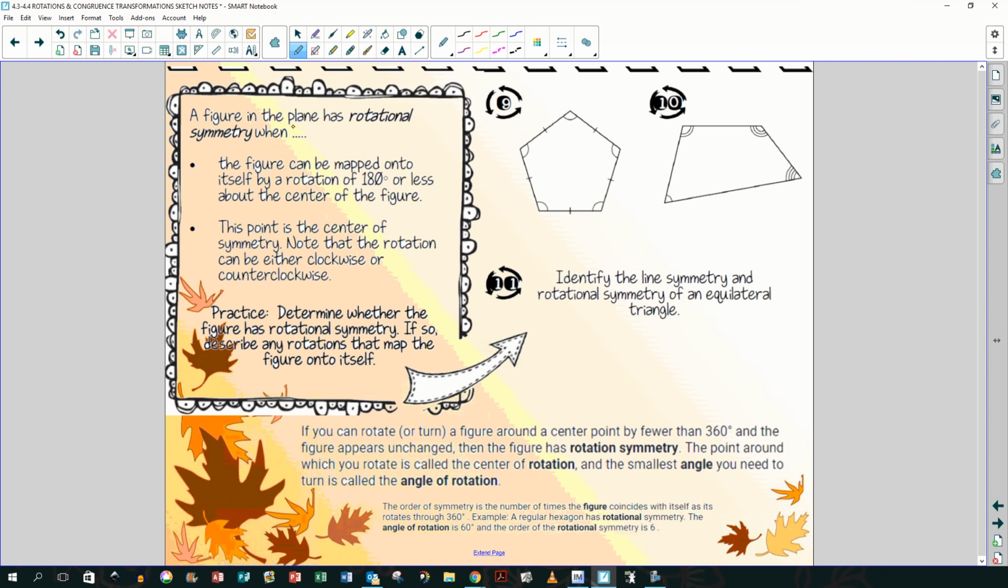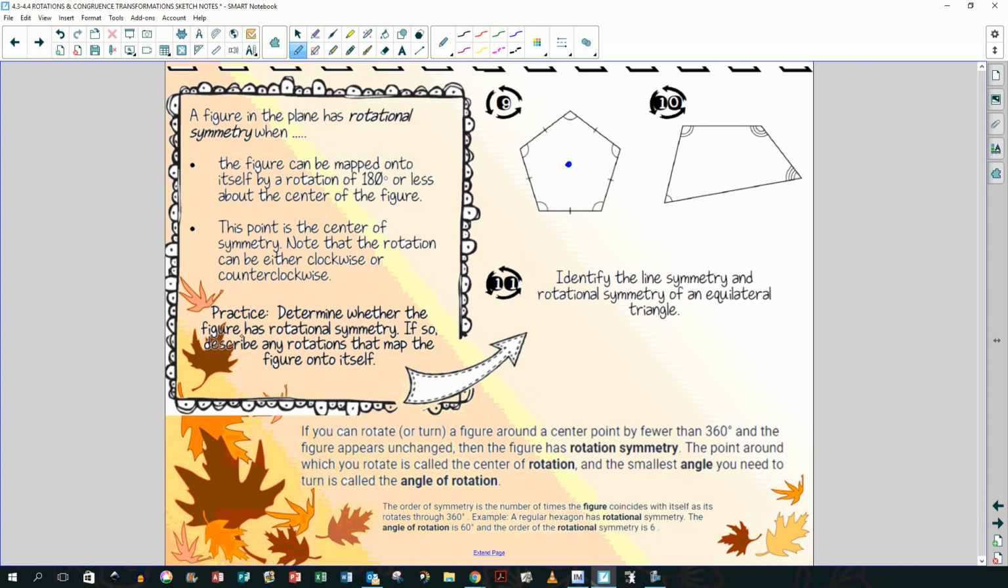So a figure in a plane has rotational symmetry when the figure can be mapped onto itself by rotating the figure 180 degrees or less about the center of the figure. So the center of the figure, this point, is the center of symmetry. Note that the rotation can either be clockwise or counterclockwise.